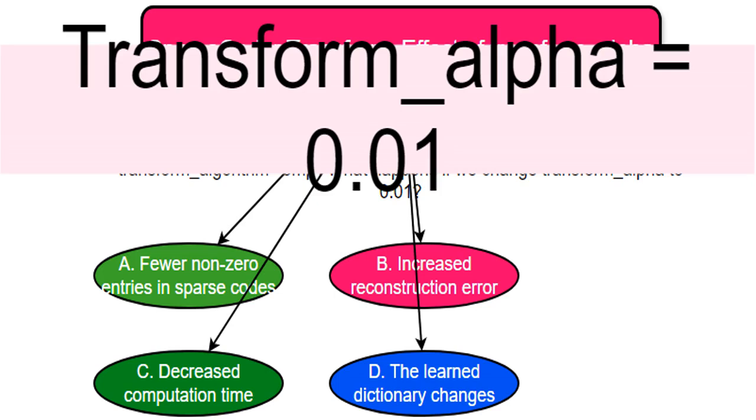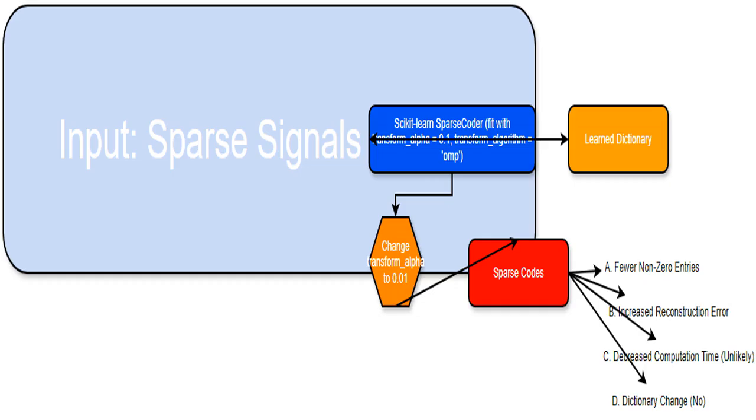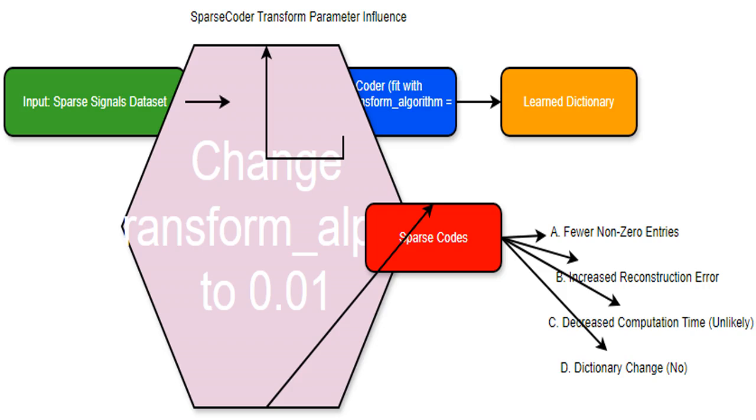This smaller value compared to the initial 0.1 will strongly encourage more sparse codes, more zeros, in the output of the SparseCoder. I'm using scikit-learn's SparseCoder, a tool that helps find a concise representation of data using a smaller set of dictionary elements. I've already trained it using a specific setting, transform_alpha equals 0.1, and a particular algorithm, orthogonal matching pursuit or OMP. The question explores what happens when I tweak that setting. I'm changing a key parameter called transform_alpha from 0.1 to 0.01.